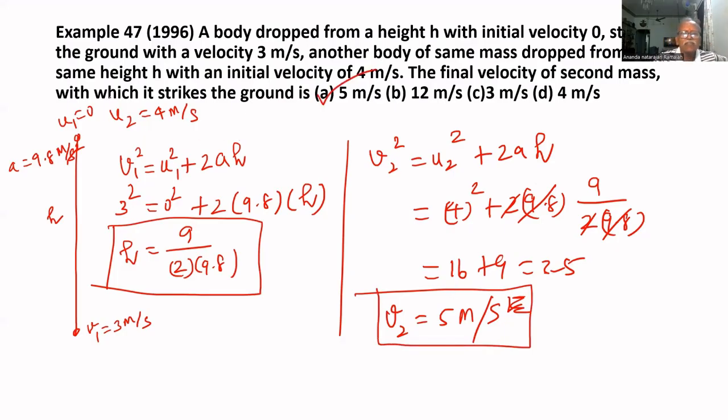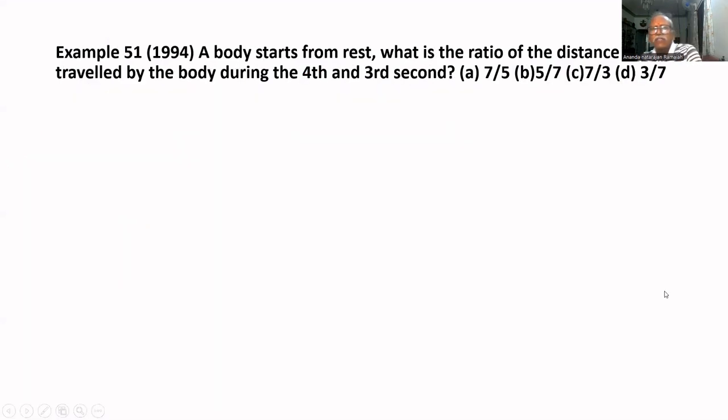One has initial velocity of 0, another has the initial velocity of 4 meter per second. What is the final velocity of second case we have to find. A body starts from rest, therefore U equal to 0. What is the ratio of distance traveled by the body during 4th and 3rd second? First 4th, that is the key, then 3rd second. So from rest, that's why S equal to what? S equal to ut plus half A t square.